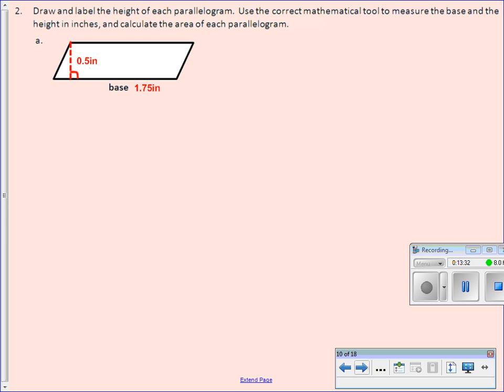A lot of times, if you notice what I did on the board, they'll label it as a right angle. It's only a height if it forms a right angle with the base. Anything else? Any other hints? I'm thinking of classifications, qualities. Okay.